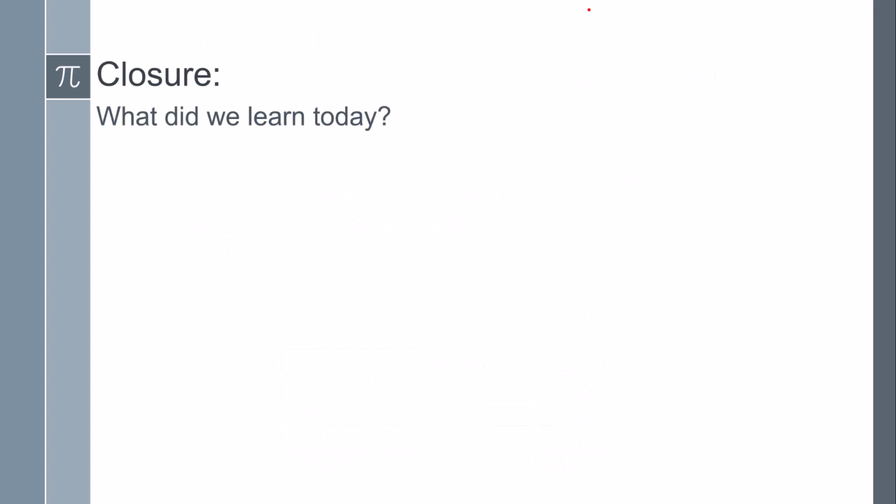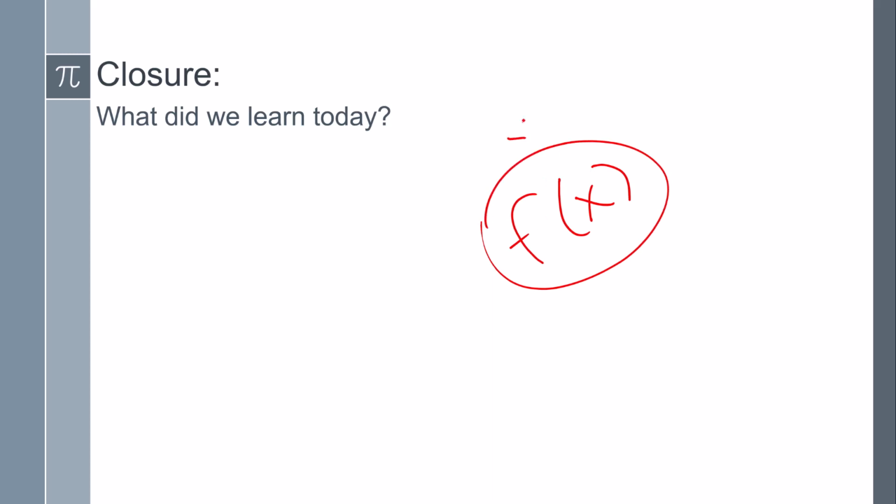So what did we learn today? We talked about how to apply non-rigid transformations to abstract functions. And so the best way to think about it is whenever you see this f of x, we need to think of that as y. And so whatever that number is in front of your f of x, so for example, if it said 3 times f of x, you're multiplying all your y values by 3.